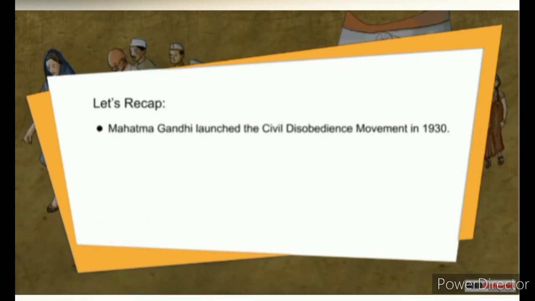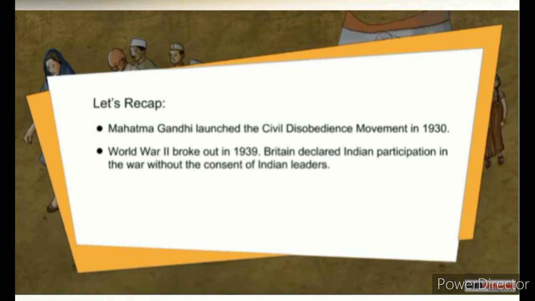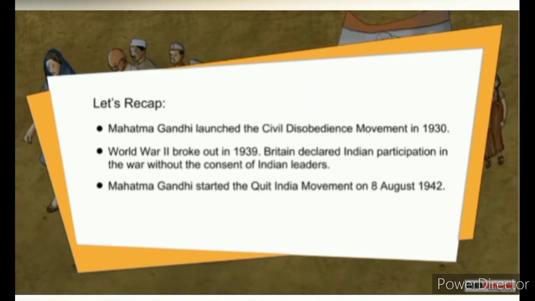Mahatma Gandhi launched the civil disobedience movement in 1930. World War II broke out in 1939. Britain declared Indian participation in the war without the consent of Indian leaders. Mahatma Gandhi started the Quit India movement on 8 August 1942. India attained freedom on 15th August 1947.